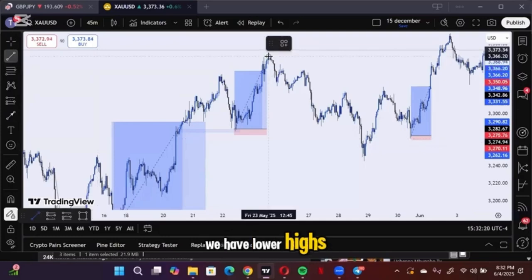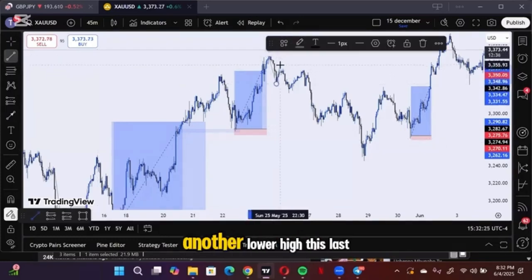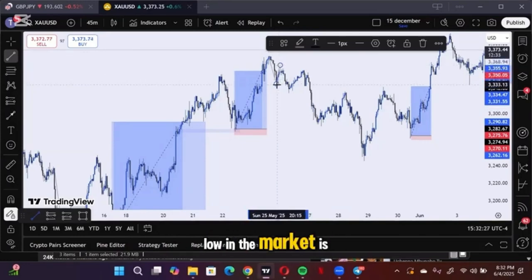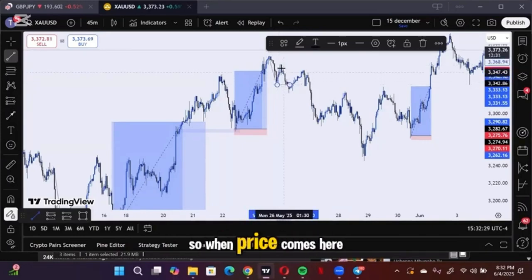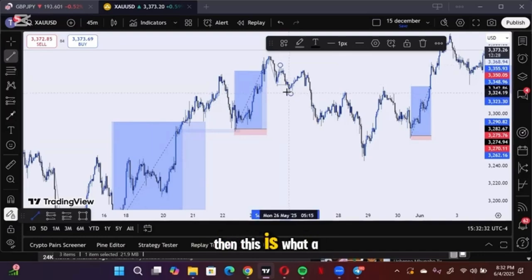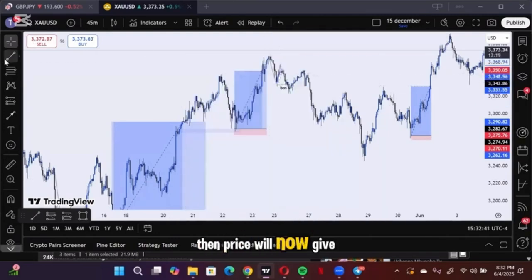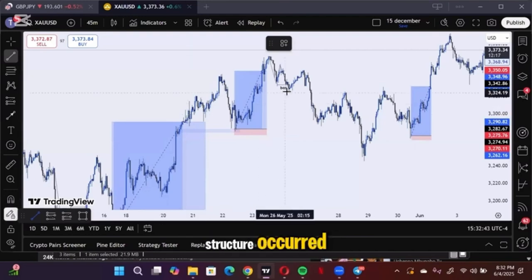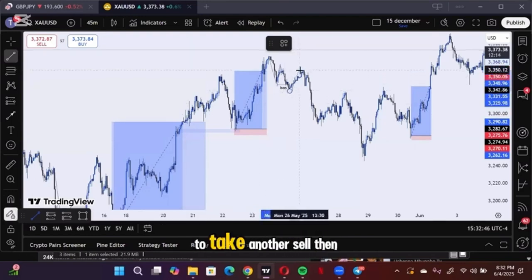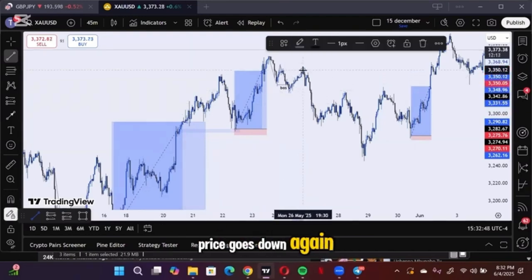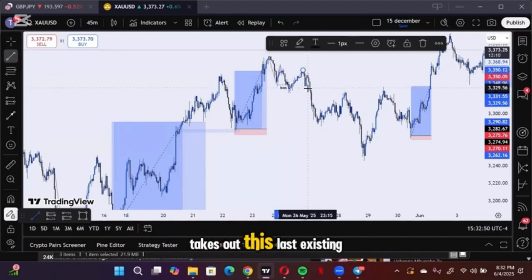Now, an example of break of structure is this. We have lower highs, we have lower lows. The market came back again to make another what? Another lower high. This last low in the market is what? A key level. So when price comes here and takes out that low, then this is what a break of structure is here. So this zone that market just took out, this low, is what your break of structure is. Then price will now give you another opportunity. So because that break of structure occurred, it will give you another opportunity to what? To take another sell. Then price goes down again, takes out this last existing low here. This is what? Another break of structure.